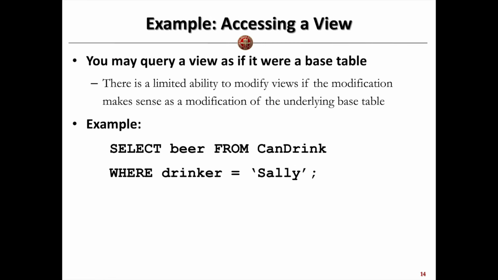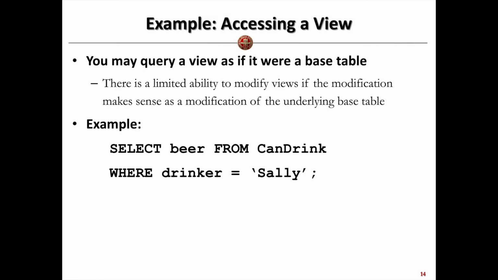And we provide you with another example. We make a query with a view as if it was a base table. However, it is not a base table, it's a virtual table, right? Normally, there is a limited ability to modify views, if the modification makes sense as a modification to the base tables. We can select beer from CanDrink, where CanDrink is a view we created before, right? Where drinker equals Sandy, semicolon. Here we use CanDrink like a table in our database system.